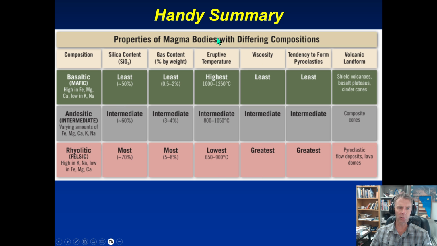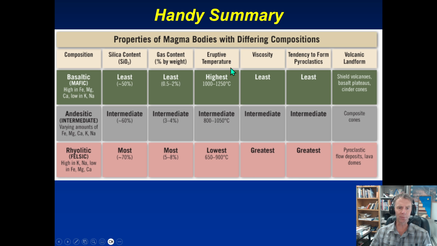And the viscosity also controls the gas content, because if that magma is very sticky and pasty, like a rhyolitic or felsic magma, it's going to tend to trap a lot of the gases. The gases are going to have a hard time escaping from that sticky, pasty magma body. And so those gases, which cannot escape as easily, are going to tend to accumulate. Whereas in a basaltic or mafic magma body, which has low viscosity, it's quite fluid and runny, at least in the world of magmas, a lot of those gases are going to escape pretty easily. And so it's going to have a much lower gas content.